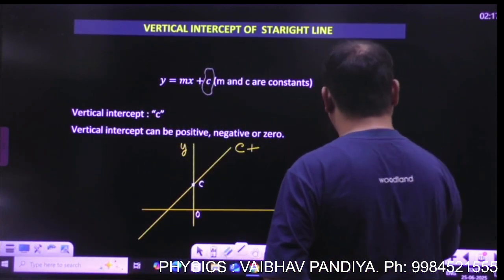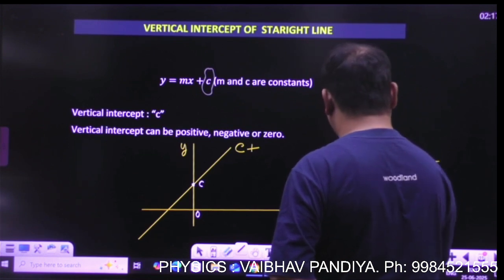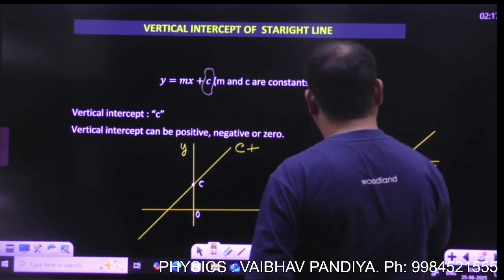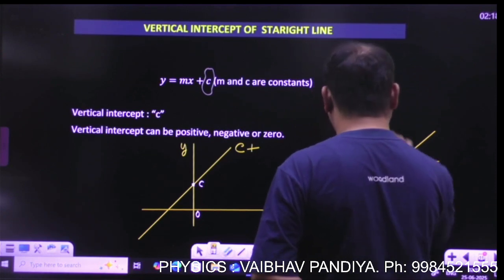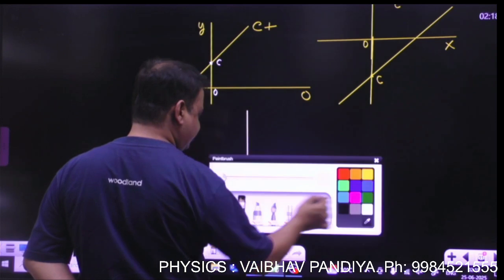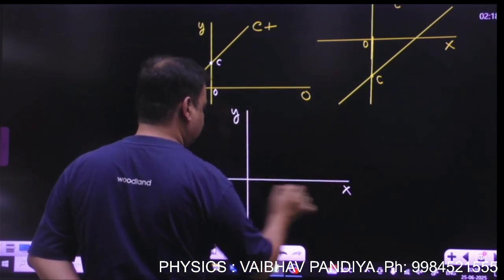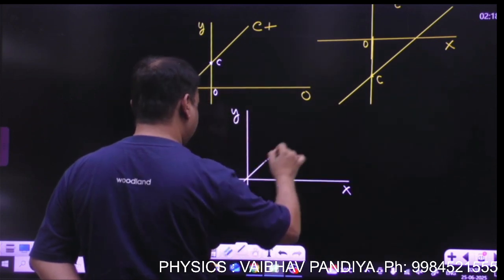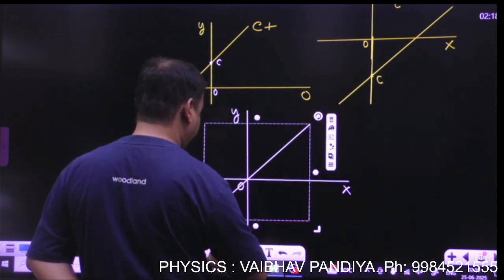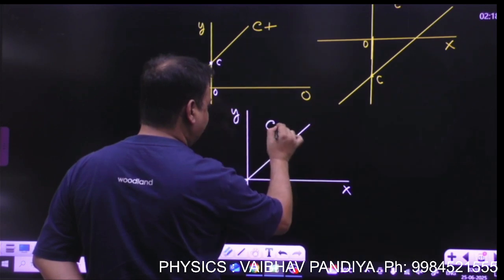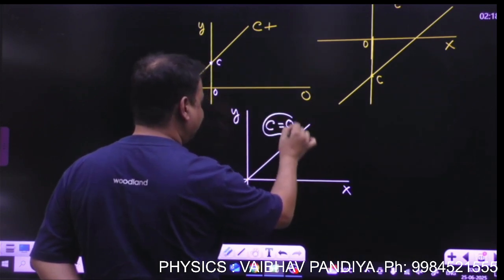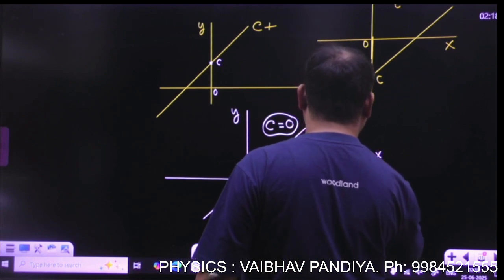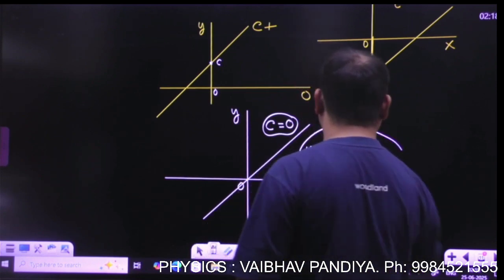If c is negative, it means the line is cutting the y-axis below the origin. If c is 0, it means the line is passing through the origin. There is no intercept. The line is passing through the origin. So whenever we don't have that isolated separate constant term, the line always passes through the origin, like y is equal to 5x, y is equal to 2x, y is equal to minus 3x. All these lines will pass through the origin.